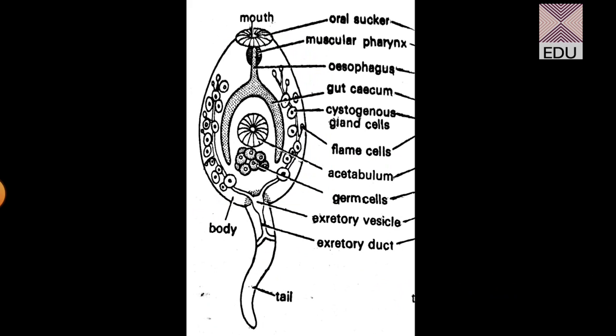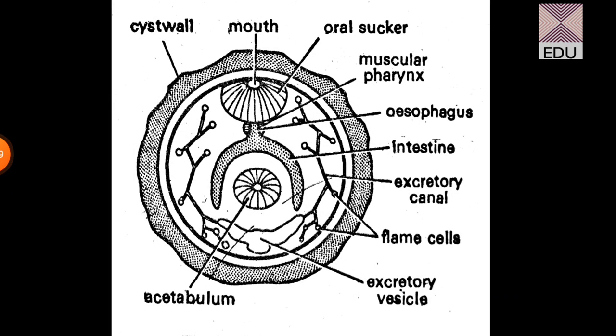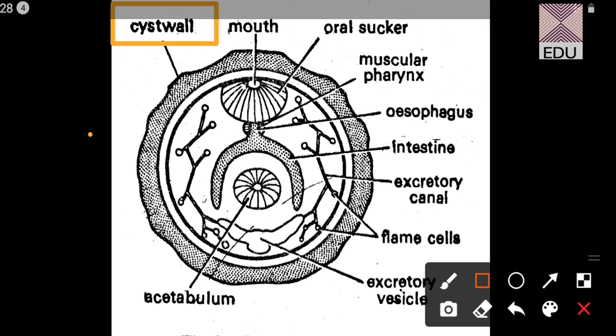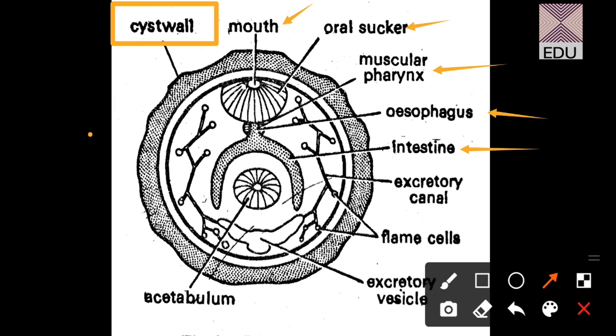And this metacercaria is just like this in structure. So here you can very well see the presence of the cyst wall. So this is the cyst wall which is present in this metacercaria. And we have the mouth, we have the oral sucker, we have a pharynx, we have the esophagus, we have the intestine, the excretory canals, we have the flame cells. So this is altogether very close to the adult fluke.